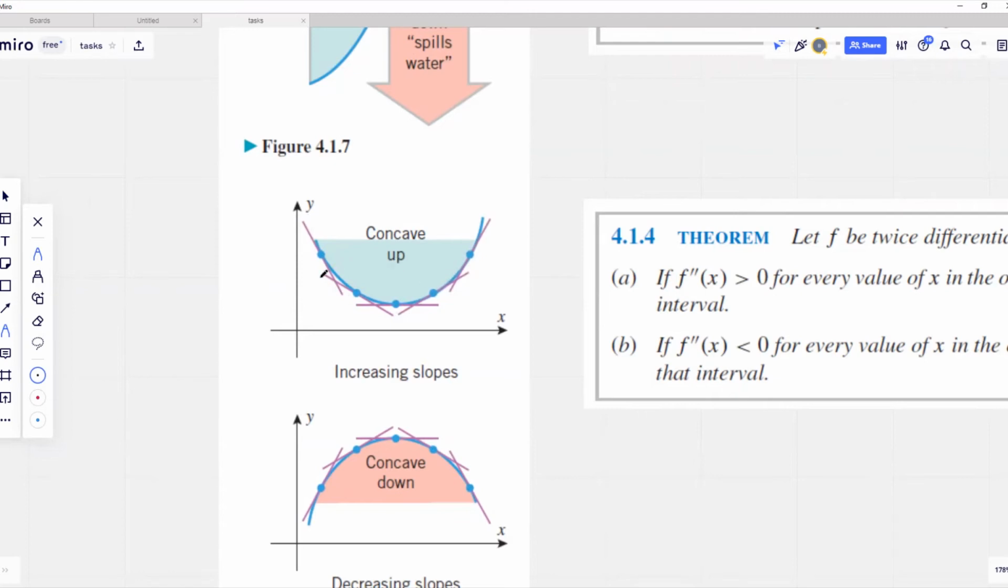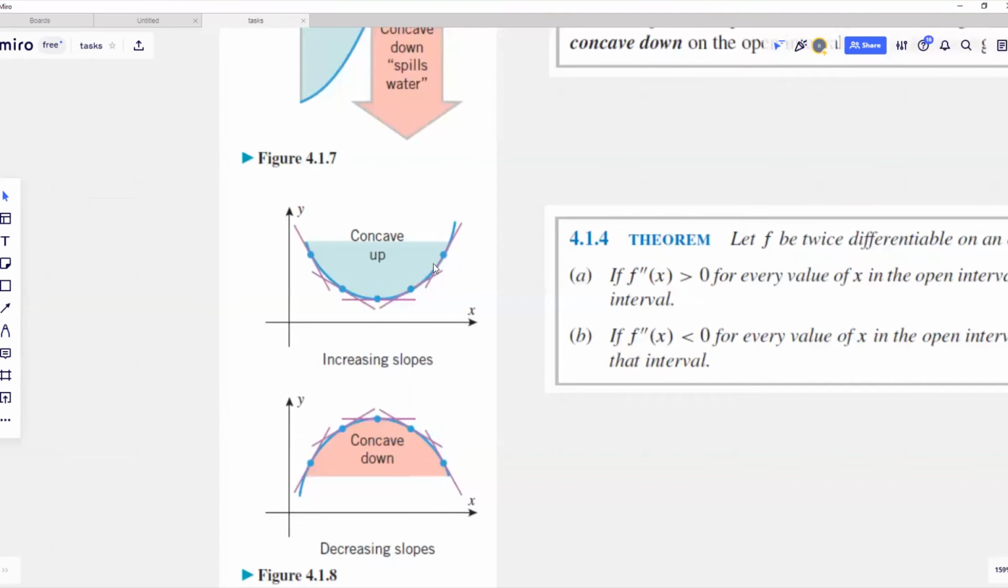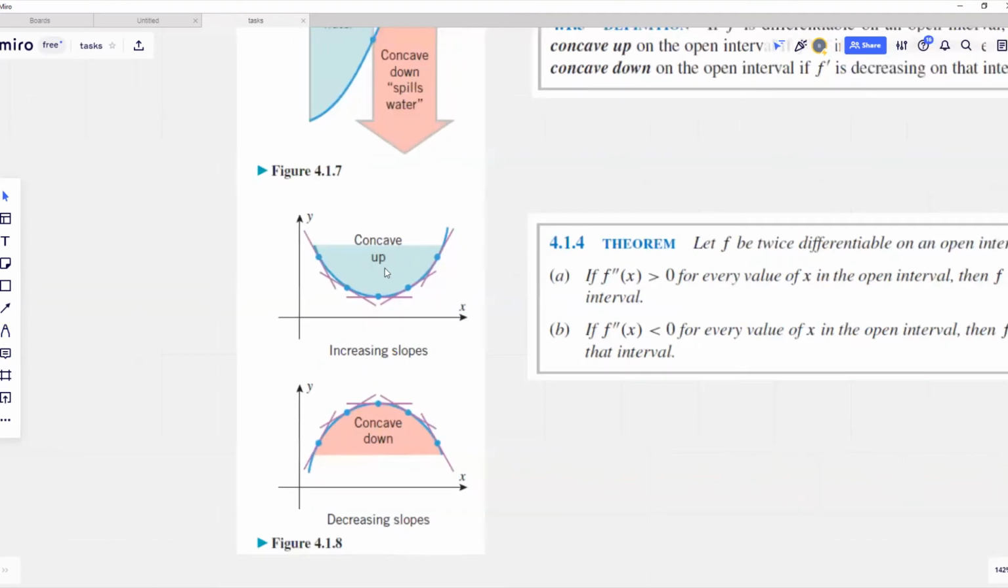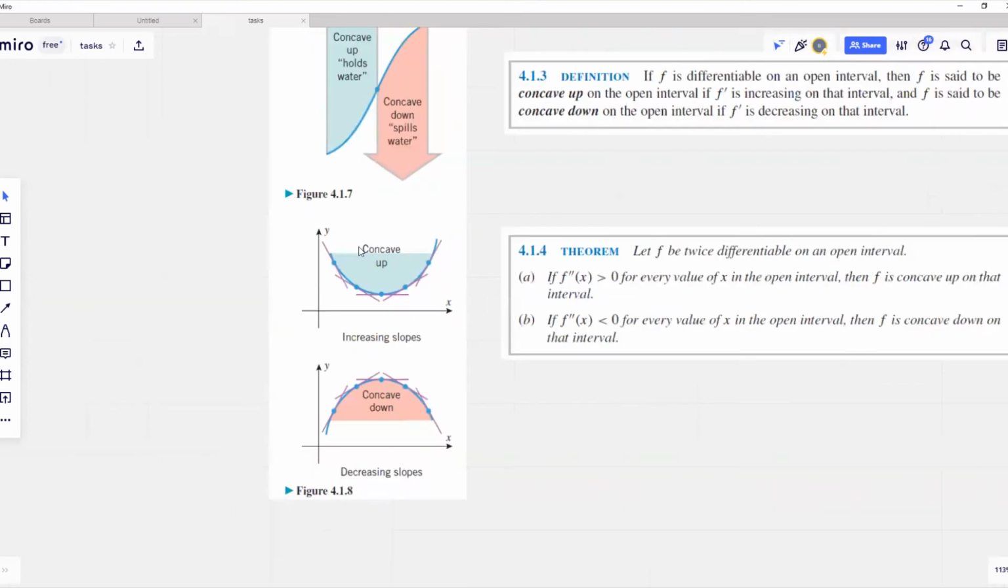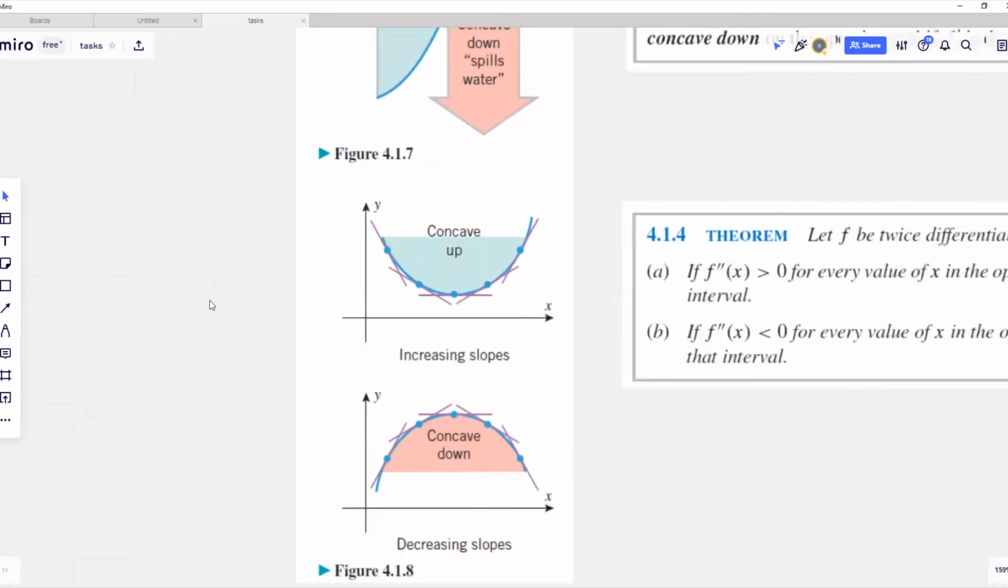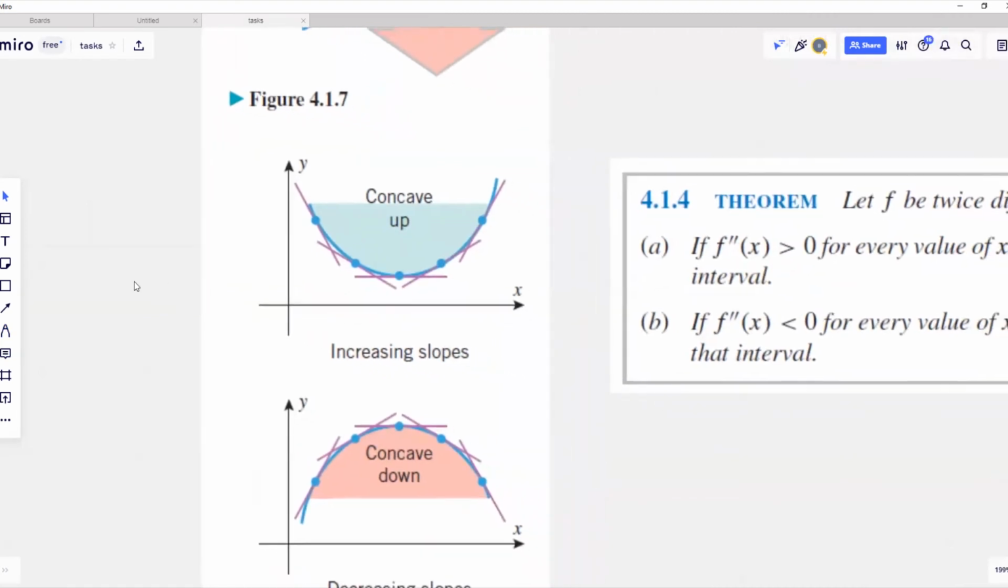You can also think of that in the following way. If you pour some water in this function, then this function will be able to hold that water. And also, if you take a closer look at tangent lines again, we can see that on this interval where it is concave up, our function lies above all of its tangent lines.